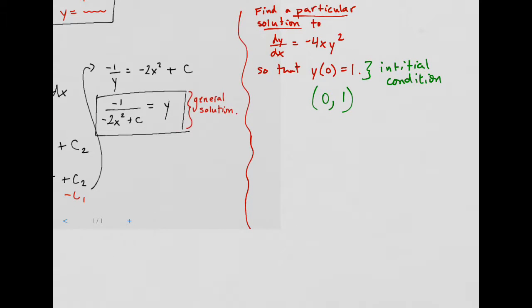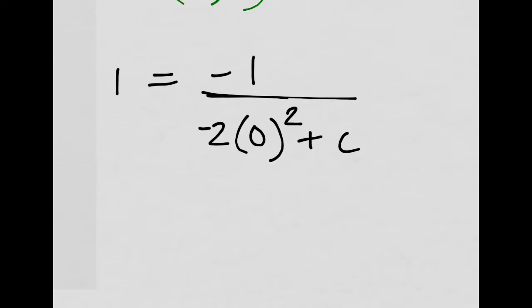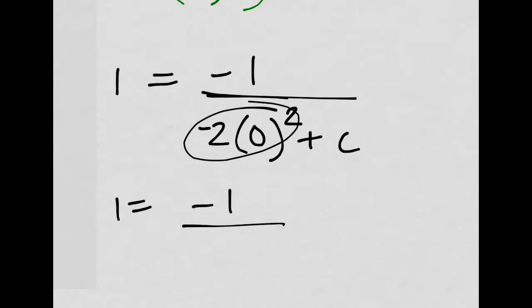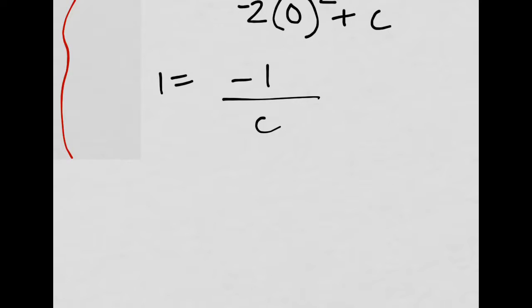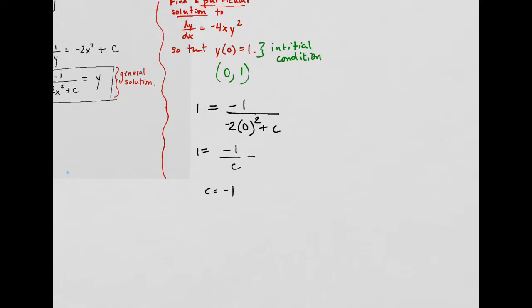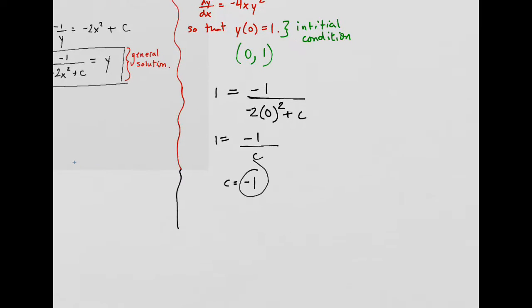Okay, so I'll take my general solution, y, and instead of y I'll write 1. So 1 equals -1 over -2 times, instead of x I write 0 squared, plus c, that's still on the bottom, and I'm going to solve for c. So I get 1 equals -1 over nothing plus c, so 1 over c. Multiply both sides by c, and I just get c equals -1. There we go. So my particular solution is just this general solution with a c value of -1.